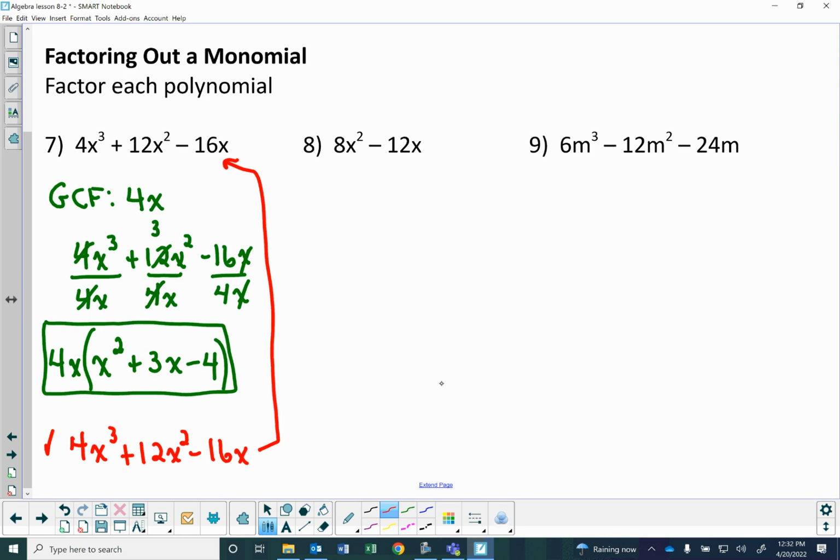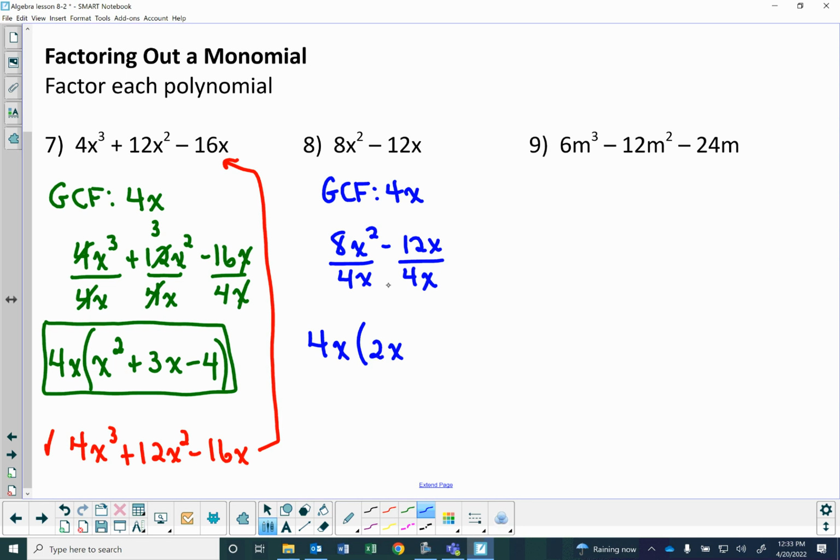Let's take a look at number 8. My greatest common factor between 8 and 12: 2 goes into 8 and 12, but 4 also goes into 8 and 12. So the greatest common factor here is going to be 4, and again, it's an x. So I'm going to take my 8x squared minus 12x. I'm going to divide each term by 4x. I took the 4x out first. 8 divided by 4 is 2. X squared divided by x is x. Minus 12 divided by 4 is 3. X divided by x cancels out. So I end up with 4x parentheses 2x minus 3.